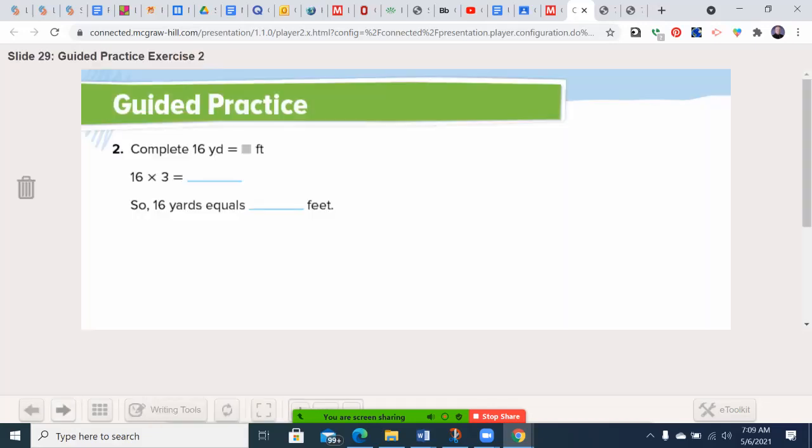Next one. 16 yards equals how many feet? And they remind you here that we're going to be multiplying by 3 because there are 3 feet in a yard. Go ahead and pause the video and solve it now. All right, let's check the answer. 48 feet.